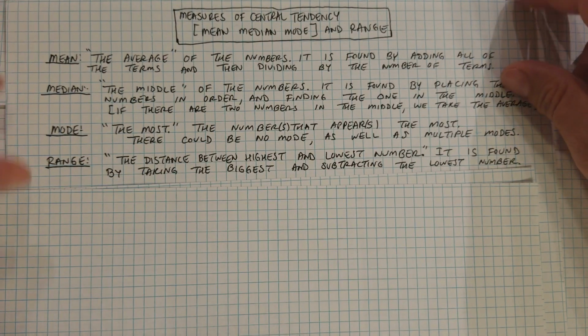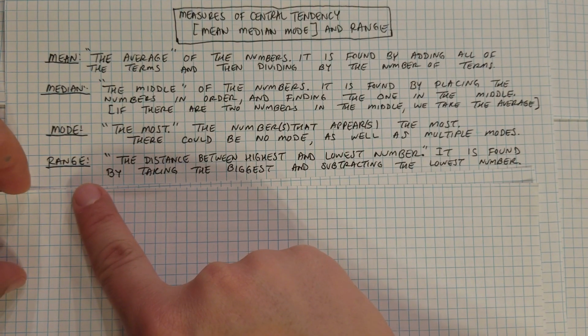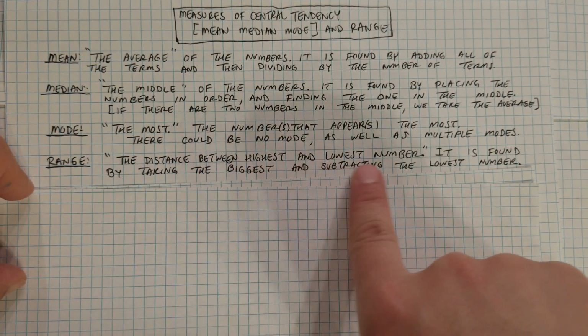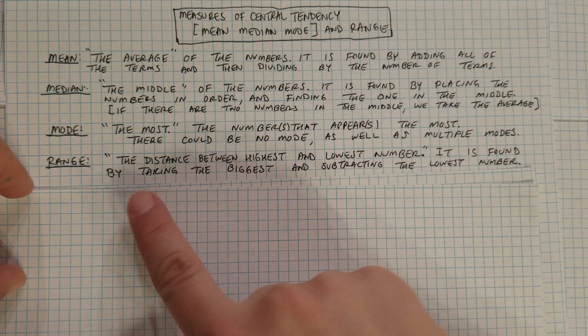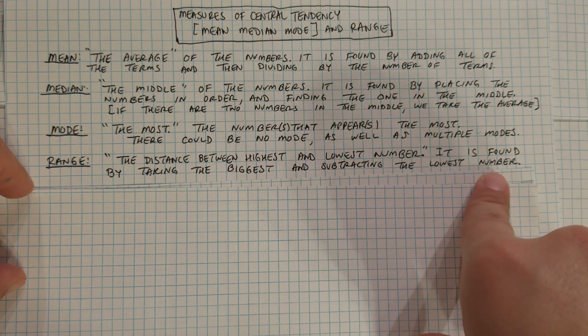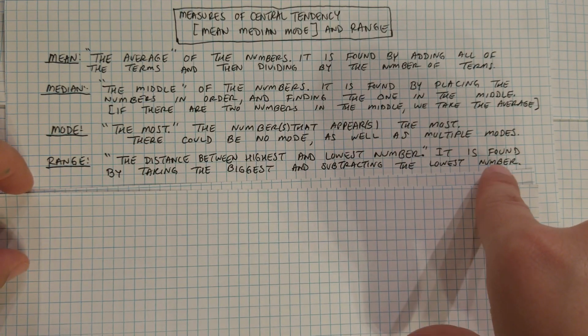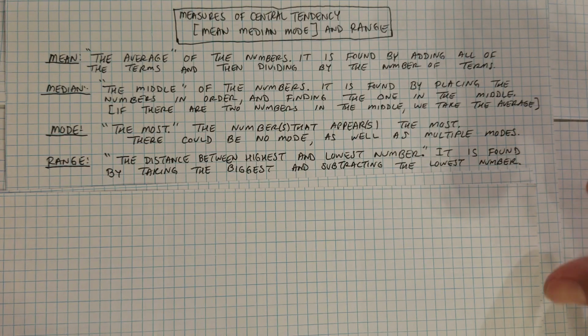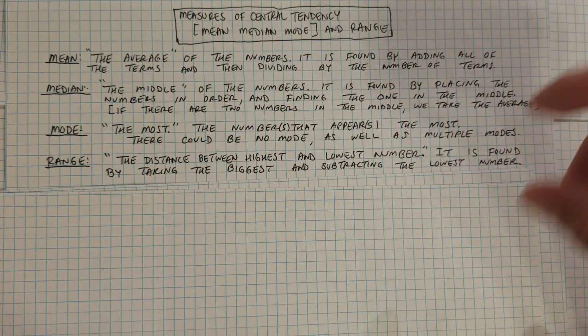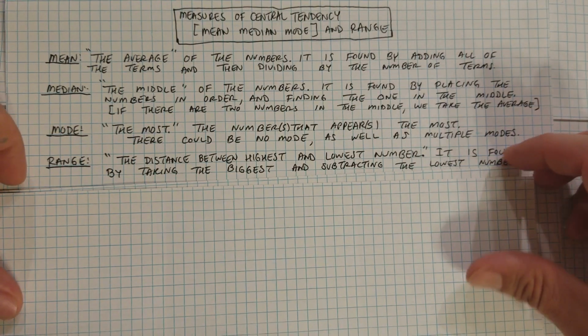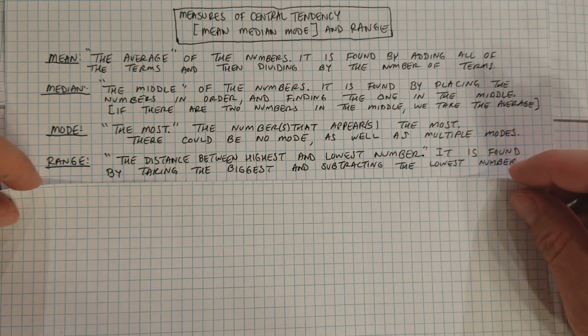Finally, we have the range. The range is the distance between the highest and the lowest number. It is found by taking the biggest number and subtracting the smallest number. So we have to figure out how wide this gap is, like what is the distance from the biggest number to the lowest number? That would be your range, and you find it by subtracting biggest minus smallest.